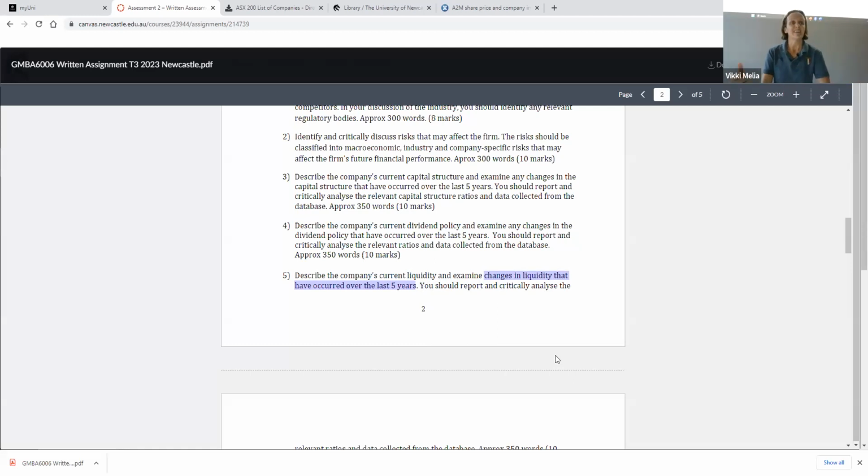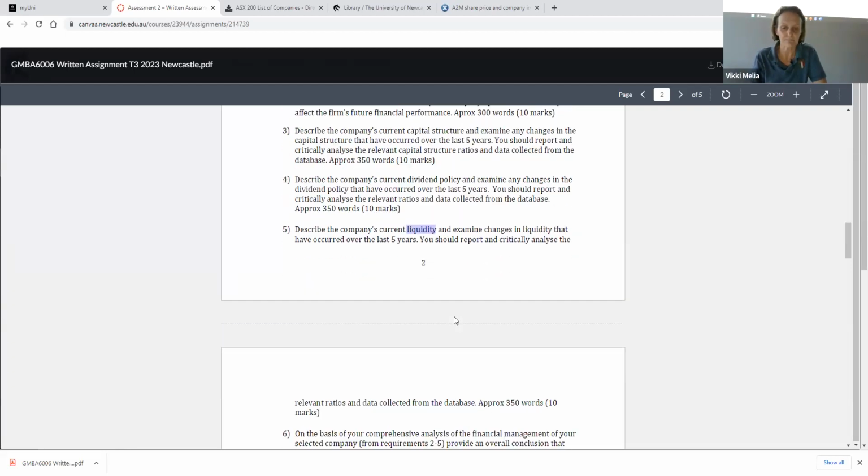And again, liquidity or working capital might have been something that was affected by COVID. If your company was in an industry that was impacted by COVID, you might find that during that COVID period, their levels of working capital may have decreased, or for some companies, they increased significantly as a result of COVID. So have a look at their working capital or liquidity now and see, has it changed much over the last 5 years?